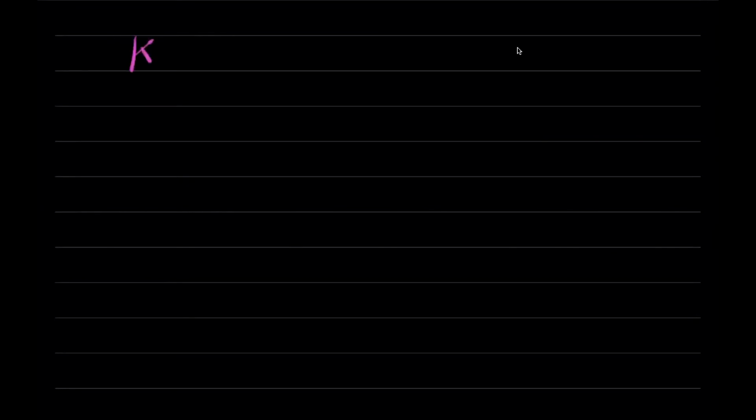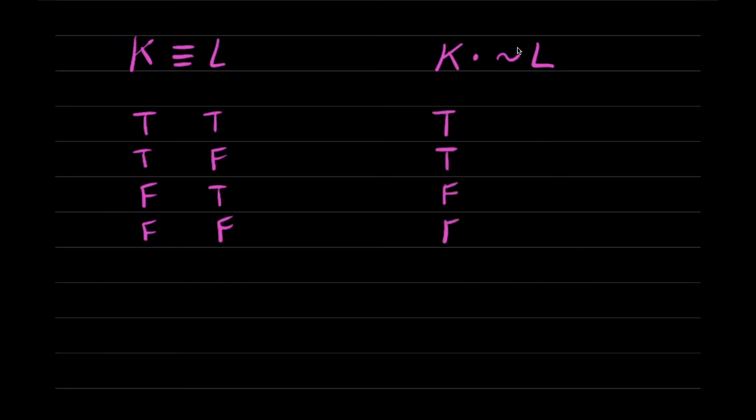So let's let the first statement be K is equivalent to L, or K biconditional L. And let's let the next statement be K and not L. Okay. Same thing, we just have 2 simple statements, K and L. So we're going to need 4 rows. Under K, true, true, false, false. And under L, true, false, true, false. And we're going to repeat those values. Under K, true, true, false, false. And under L, true, false, true, false.